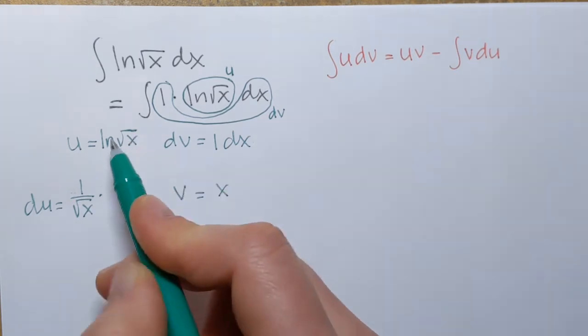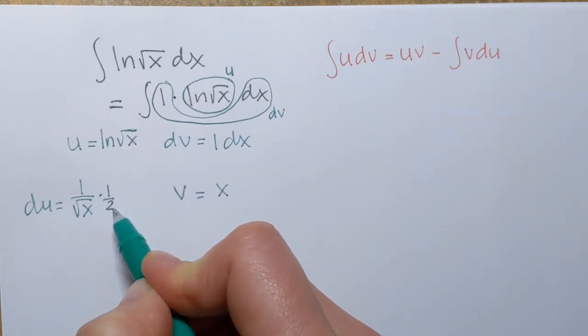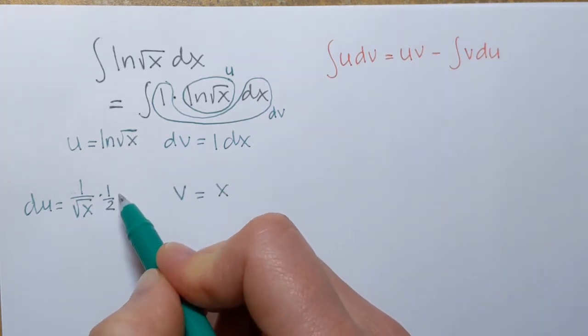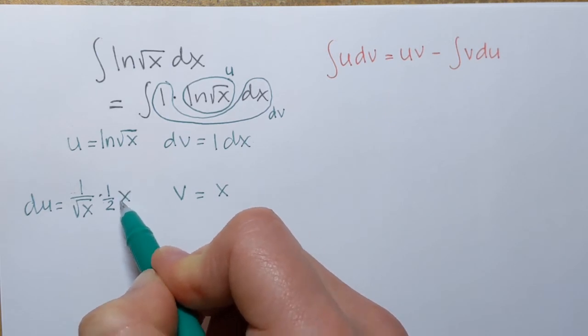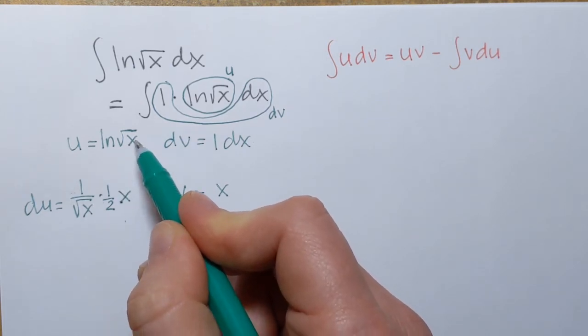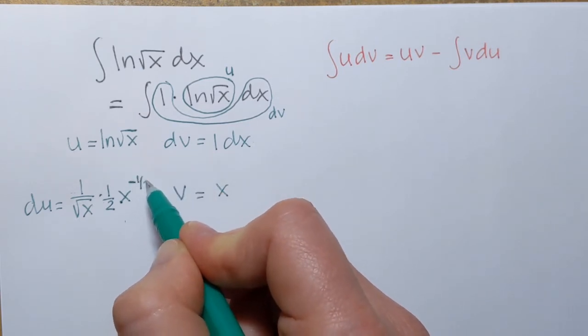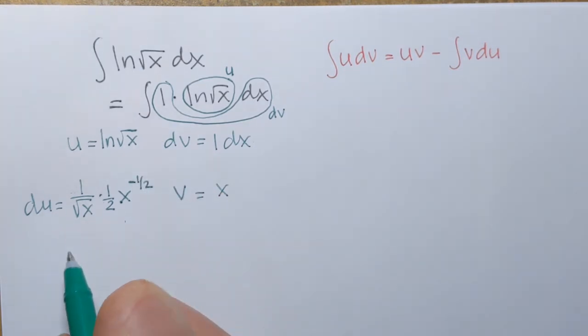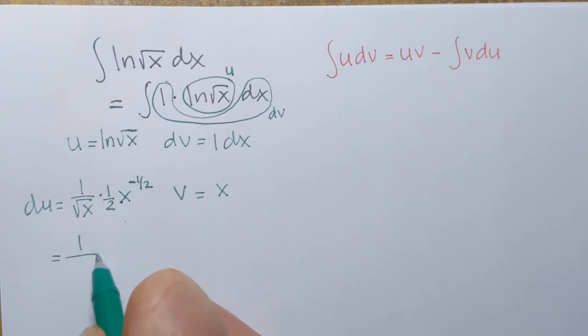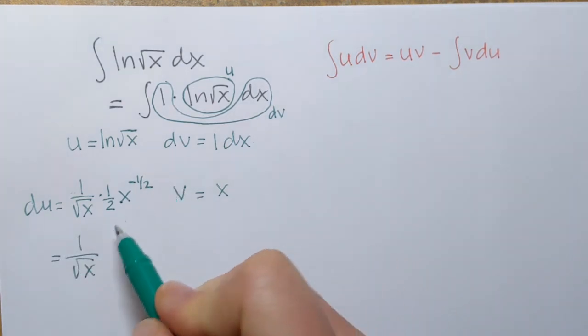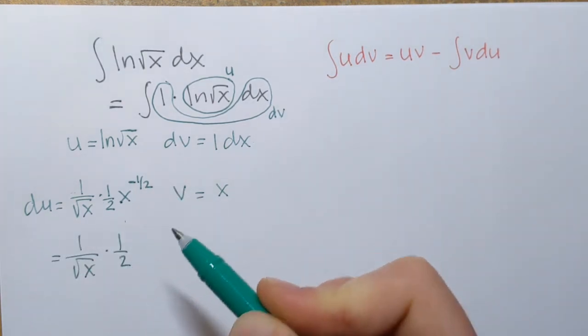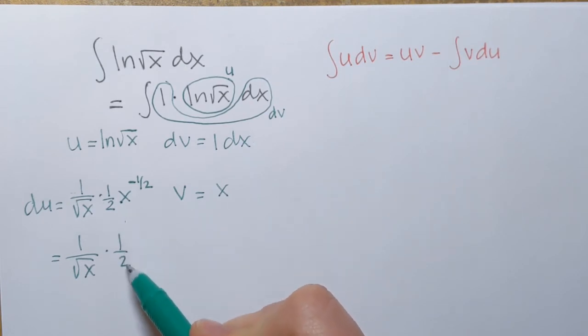So the derivative of that: I have to bring its power to the front, 1/2, and multiply by x to the power that's 1 less than the original one, so it's 1/2 minus 1, which is negative 1/2. Well, I'll simplify that, so it's 1 over square root of x. I guess I should have put it in front, but okay, for now it's here, 1/2.